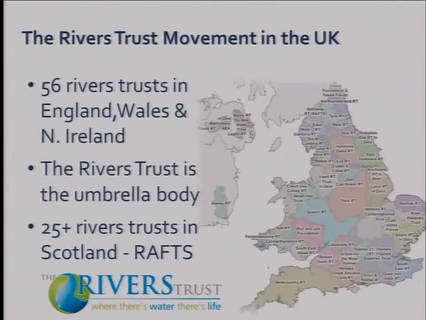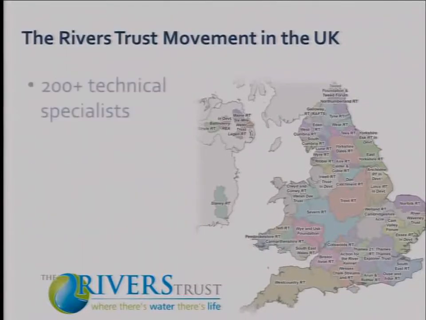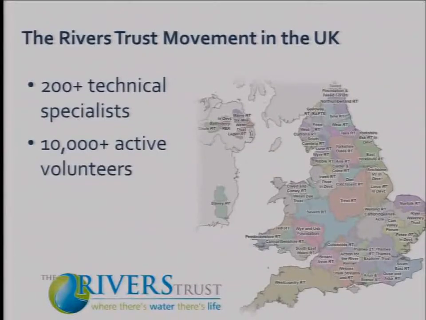And the Rivers Trust movement is the fastest growing environmental movement in the UK at the moment. This is probably out of date now from last year, but we've already got something like 200 plus technical specialists who might be farm advisors or project managers, but they also might be GIS and data specialists now. This is increasingly growing. We've got thousands upon thousands of volunteers who actually get out on the ground doing stuff, and they're the real engine of the process. And we've got lots of supporters who might be trustees or financial supporters as well.